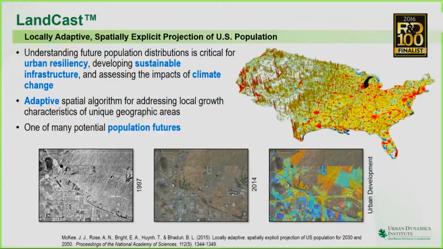So while LandScan looks at current infrastructure and current data layers to model existing population, LandCast actually looks at the past roughly 30 years of spatial population growth patterns and models that going forward.